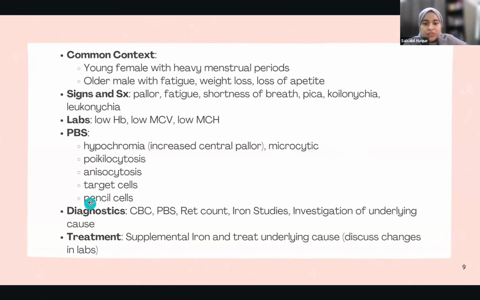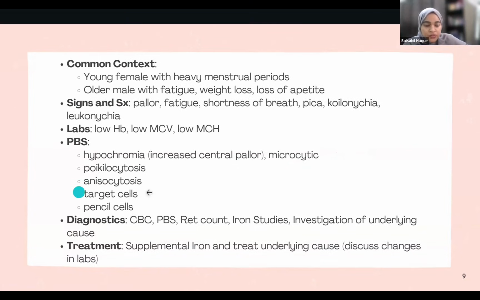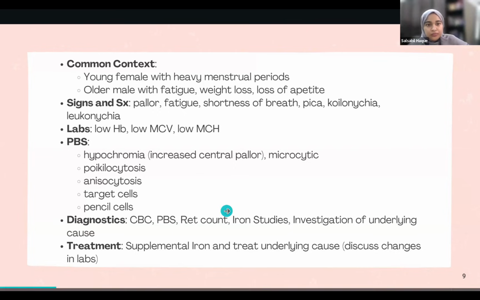So remember the interpretations. They might ask you in the OSPE, interpret this image. So you'll say hypochromia, microcytic anemia, poikilocytosis, anisocytosis, target cells, and pencil cells. For your diagnostics, they might ask you what further investigation do you do? So you do iron studies and you do investigation of the underlying cause. The underlying cause could be endoscopy if it's an older male, or colonoscopy if we suspect colon cancer, etc. Okay, supplemental iron and treat the underlying cause.